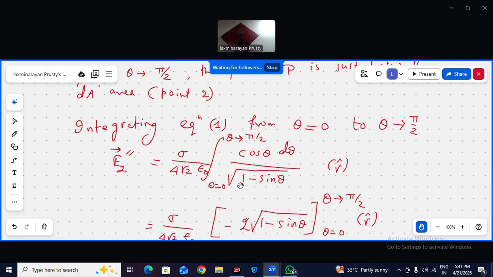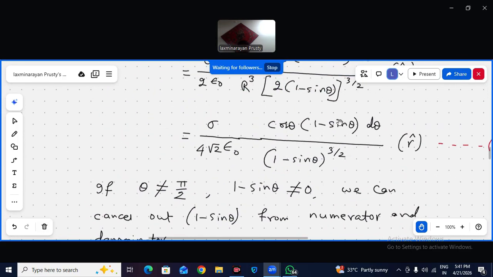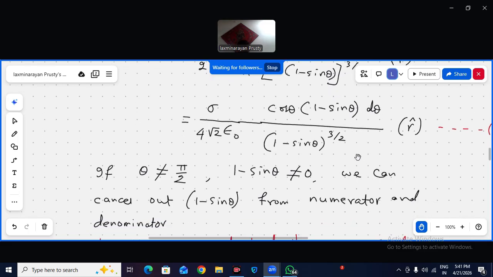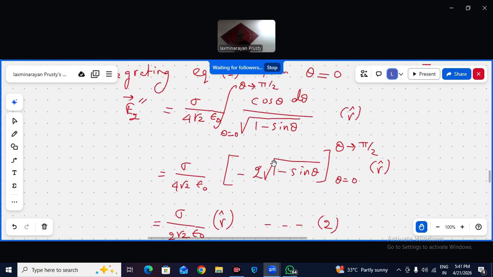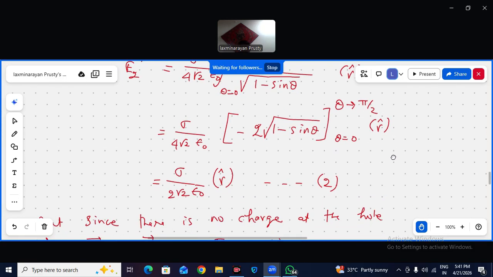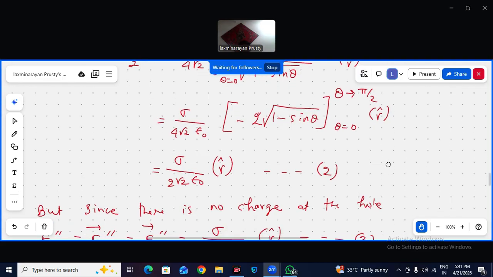सो ये रहेगा cos थीटा, नीचे रहेगा 1 माइनस साइन थीटा रूट ओवर, क्योंकि 1 माइनस साइन थीटा पे कैंसिल कर दिया एक ऊपर नीचे से न्यूमरेटर डिनोमिनेटर से, बिकॉज 1 माइनस साइन थीटा नॉट इक्वल टू 0 व्हेन थीटा नॉट इक्वल टू पाई बाई 2. सो इसका इंटीग्रेशन होगा -2 इंटू 1 माइनस साइन थीटा रूट ओवर इटसेल्फ. सो थीटा इज इक्वल टू 0 टू थीटा पाई बाई 2. तो ये माइनस हटाएंगे, इंटरचेंज करेंगे लिमिट को, ये आएगा सिग्मा बाय 2 रूट 2 एप्सिलॉन नॉट.